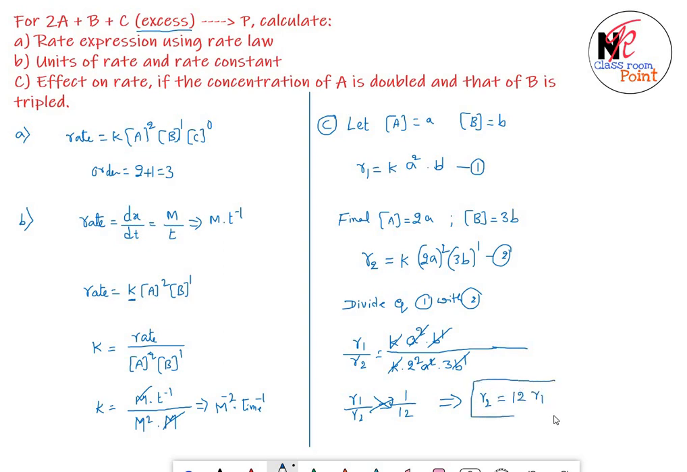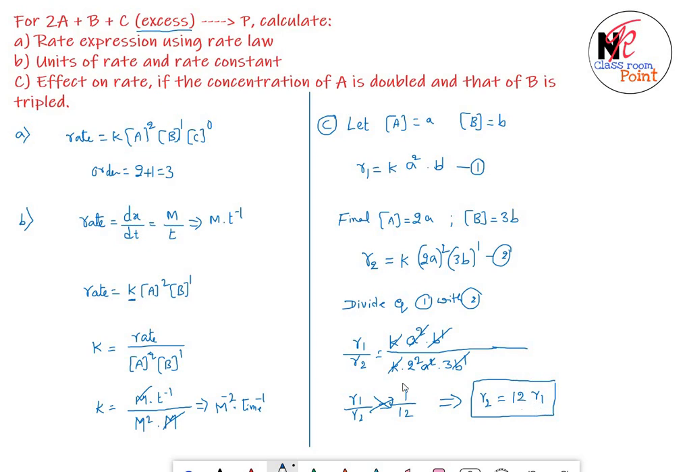It means by doing so, increasing the concentration of A 2 times and B 3 times, the final rate of the reaction is 12 times the initial rate of the reaction.